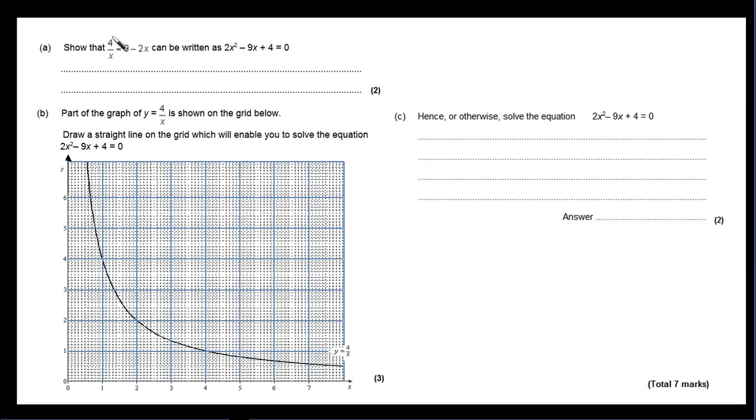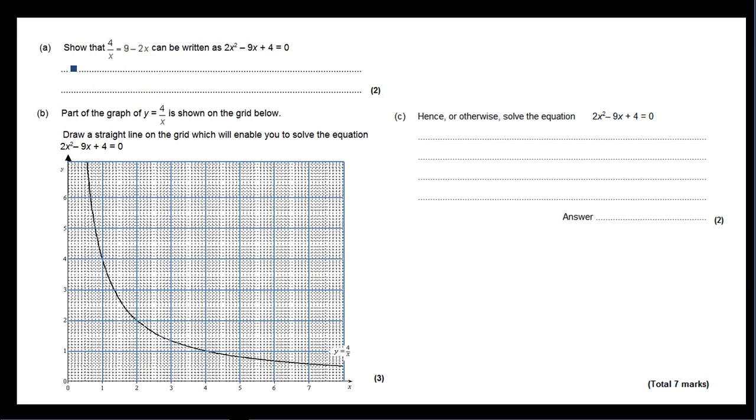Okay, so the first thing is that we have to show that 4 divided by x, so 4 times 1 over x, if you like, or the reciprocal of x, 4 over x equals 9 minus 2x, can be written as a quadratic equation, so straightforward, 2x squared minus 9x plus 4 equals 0. Now what this is basically is rearranging, and there are going to be 2 steps really that we need to go through, and as long as we understand how to do that, then we should easily get this quadratic equation. So let's have a go.